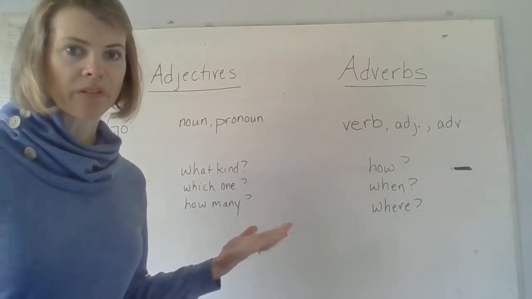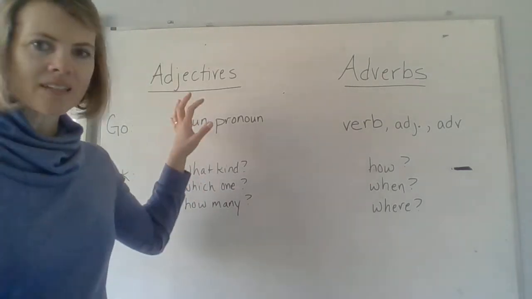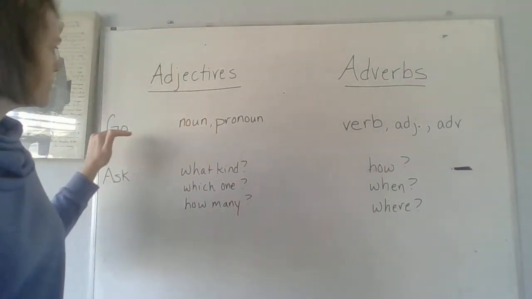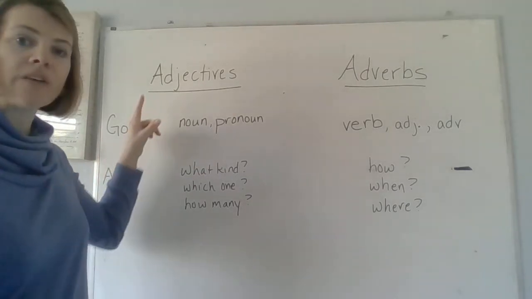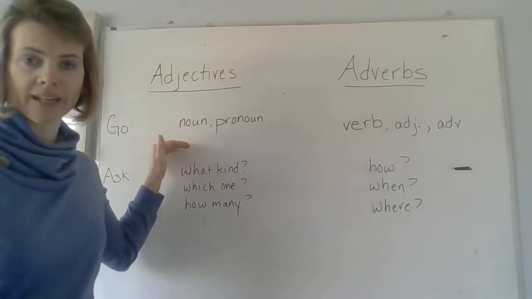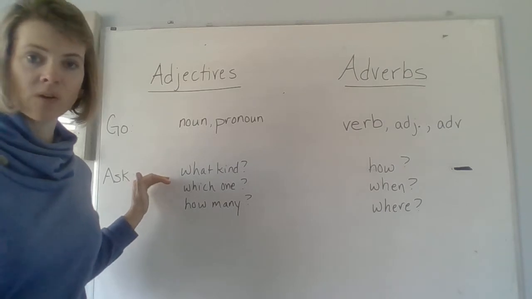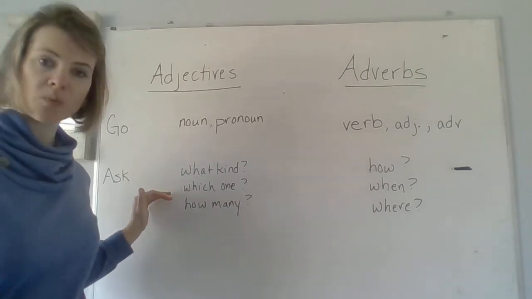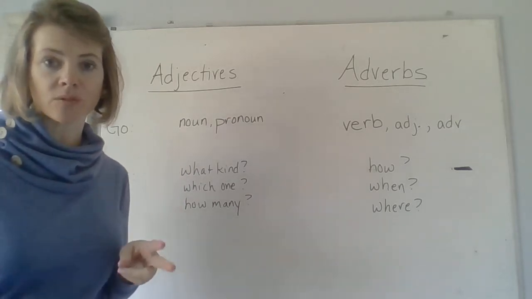Look again at these 2 differences with adjectives and adverbs. They both start with the prefix ad, but they're not doing the same job. First of all, the chant tells us to go to 2 different places. For an adjective, we go find our noun or pronoun. Mostly we've been finding nouns in 4th grade. And then asking, what kind of? What kind? Which one? How many? We've been practicing that the last 2 days.